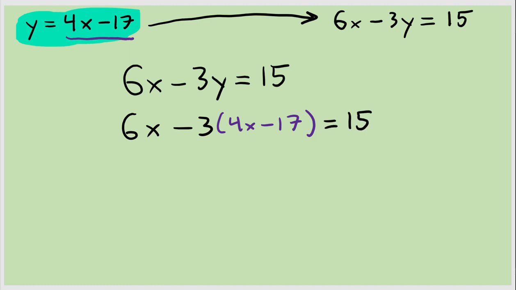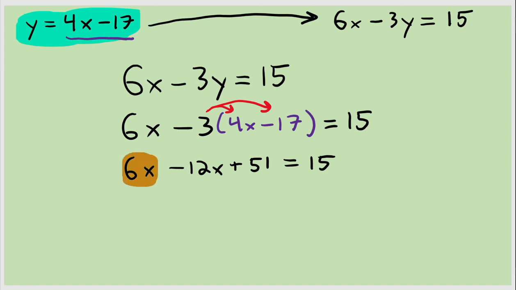I substituted. Now, okay, 6x, now I need to distribute, so I'm distributing that negative 3 to both items inside the parentheses. Negative 3 times 4 is negative 12x. Good. Negative 3 times negative 17 should be, yes, 51. Plus 51 equals 15. Boom. Now, we're not quite there, but we're much closer. You'll notice, hey, I have no y's left. I only have x's. Nice.